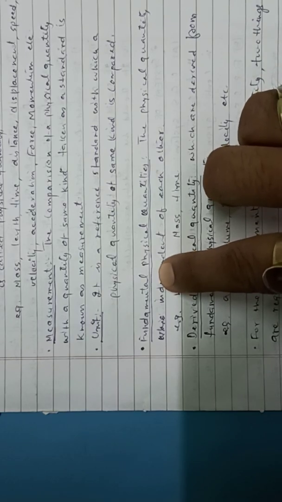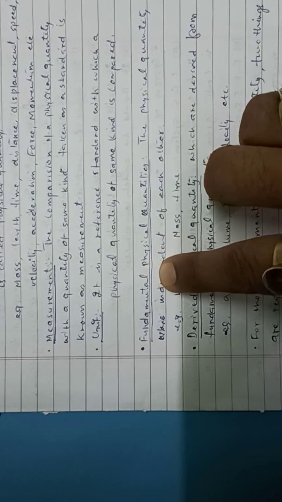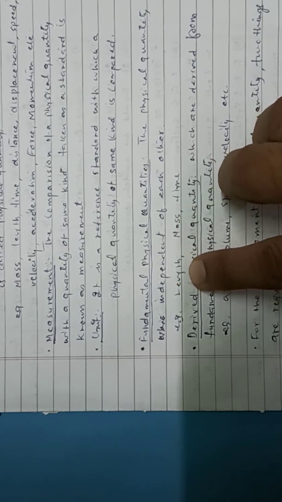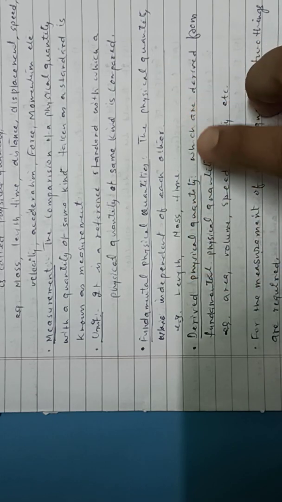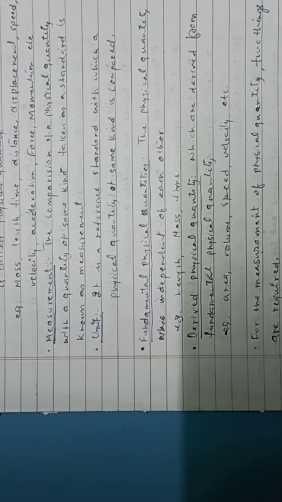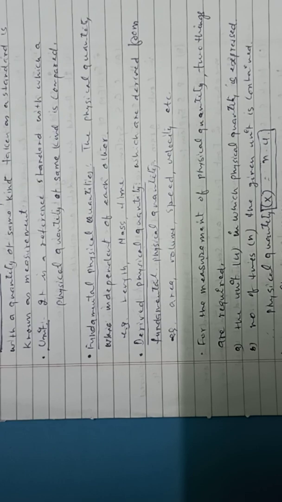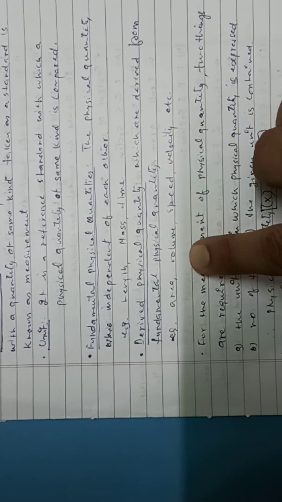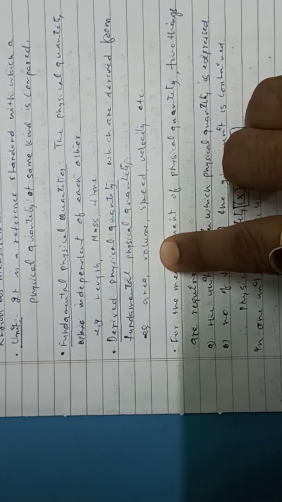Now first of all, we want to know fundamental physical quantities. The physical quantities independent of each other, like length, mass and time. These are the independent quantity. They do not depend upon each other. Now the derived physical quantity. Derived physical quantity which are derived from the fundamental physical quantity are known as derived physical quantity. For example, area, volume, speed, velocity, etc.